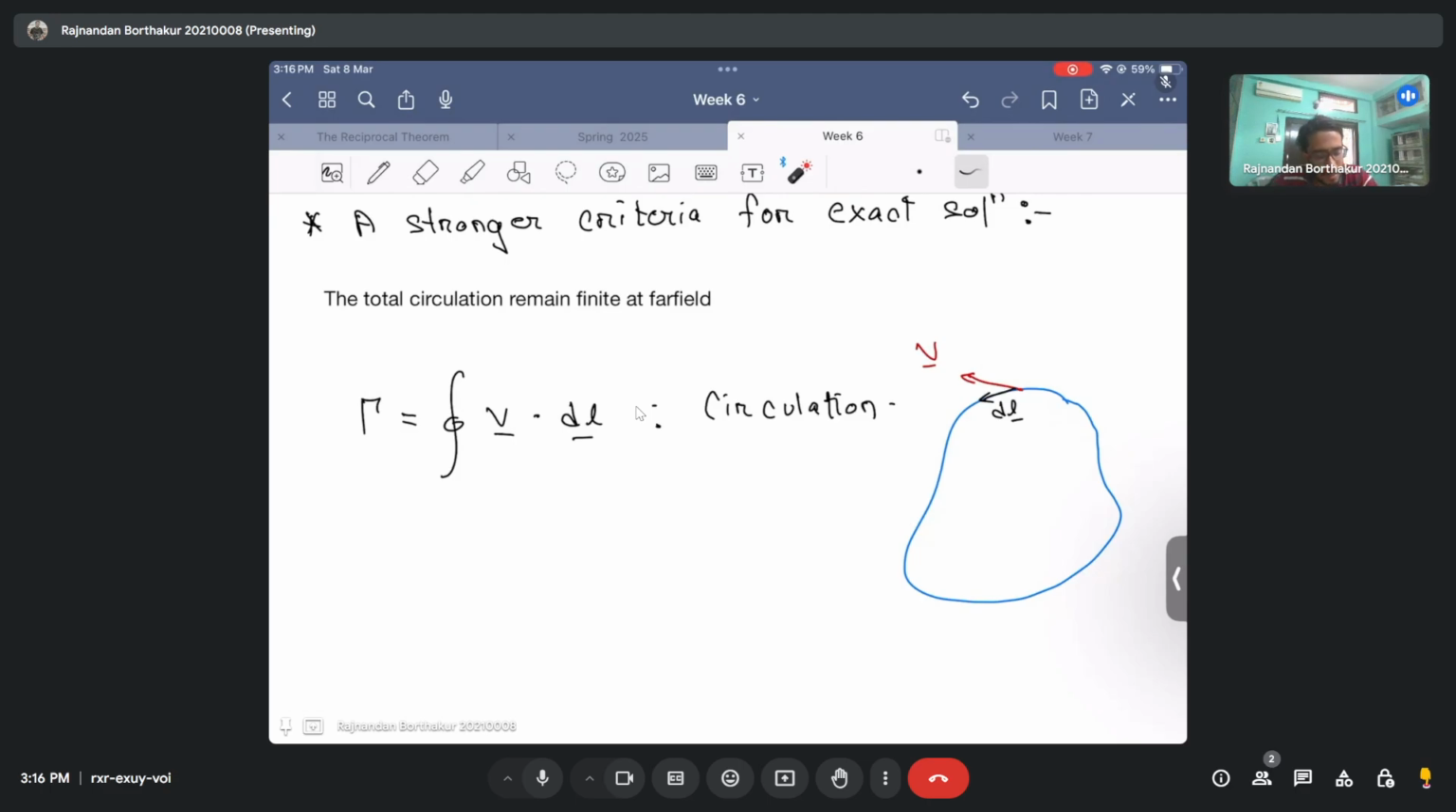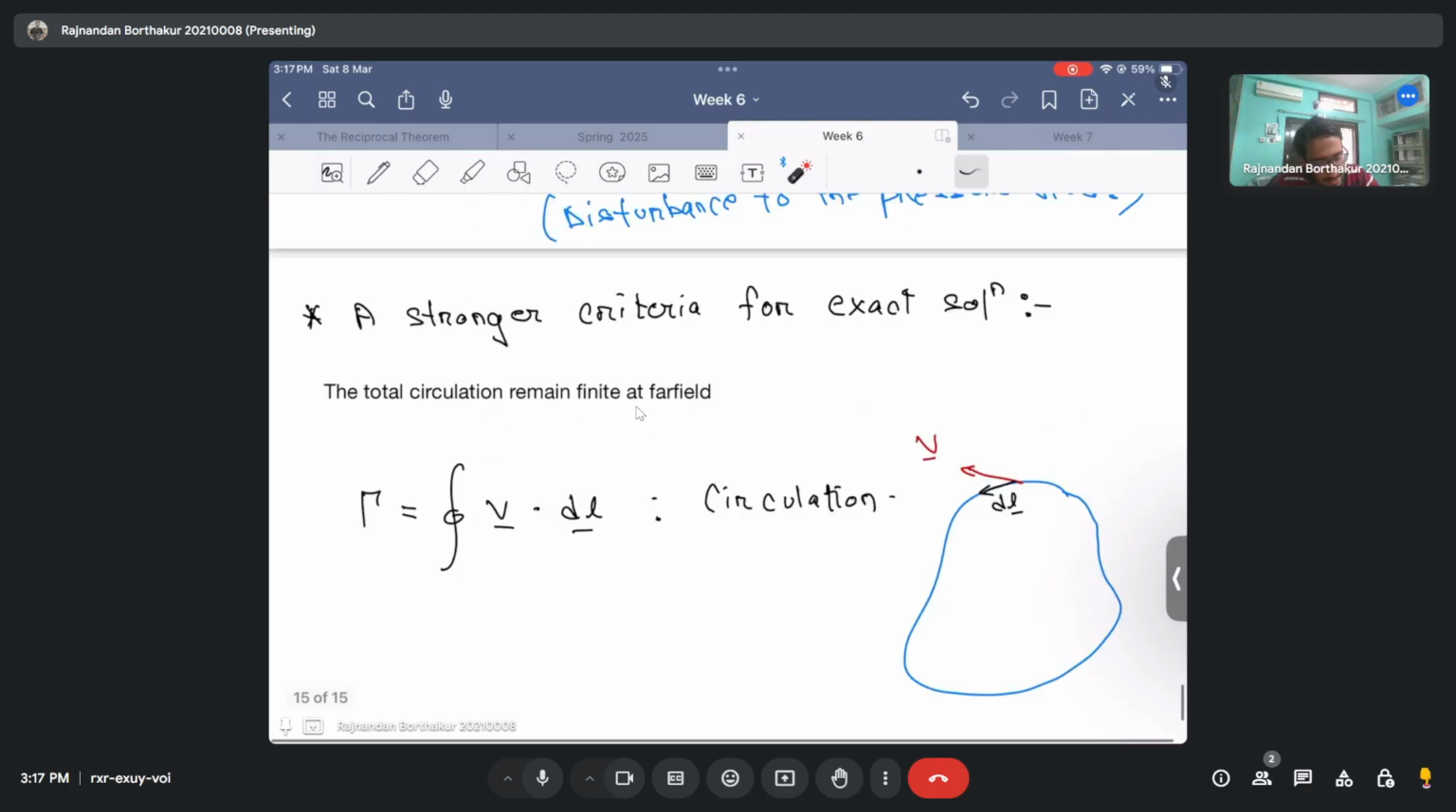Now in fluid dynamics, this vector field happens to be our velocity field, and we will mostly be dealing with velocity fields, so I will call this vector field the velocity field. So in fluid mechanics, if you integrate the velocity field along a closed curve, you will get the circulation. That's the idea. Now the boundary condition that we'll be using says that circulation remains finite at far field. That is, if we move away from the cylinder, my circulation is finite. Now let's use this statement as a boundary condition.